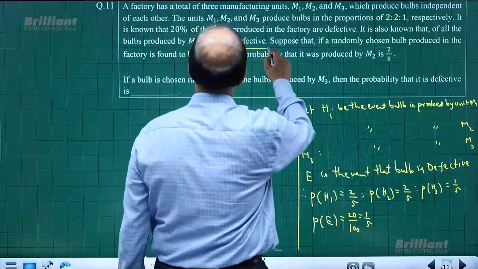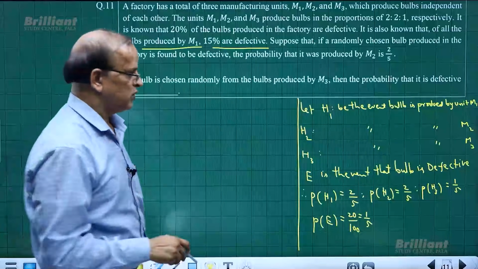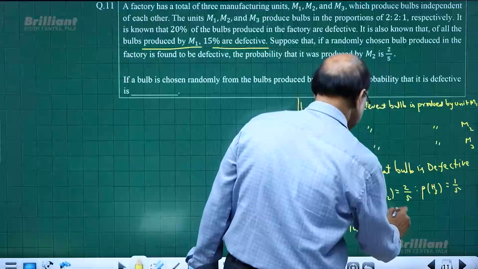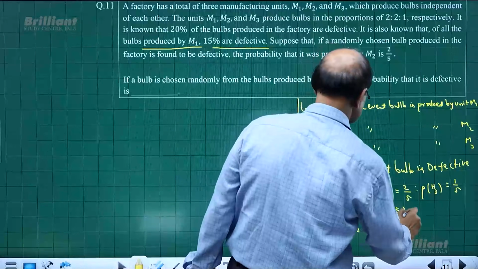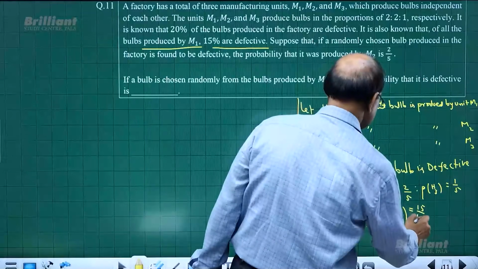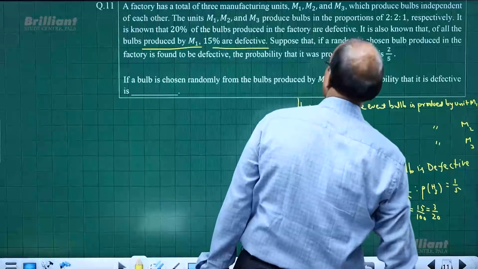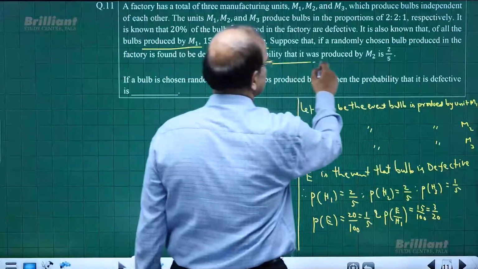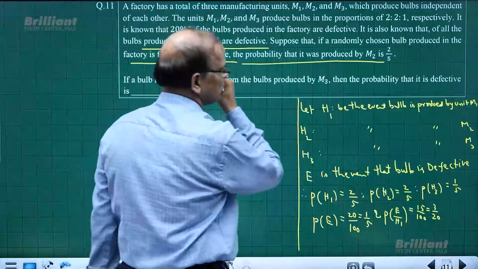15% are defective by M1. Probability of E by H1 is given as what? 15 by 100, that is 3 by 20. And next, the probability that it was produced by M2 is 2 by 5 defective.